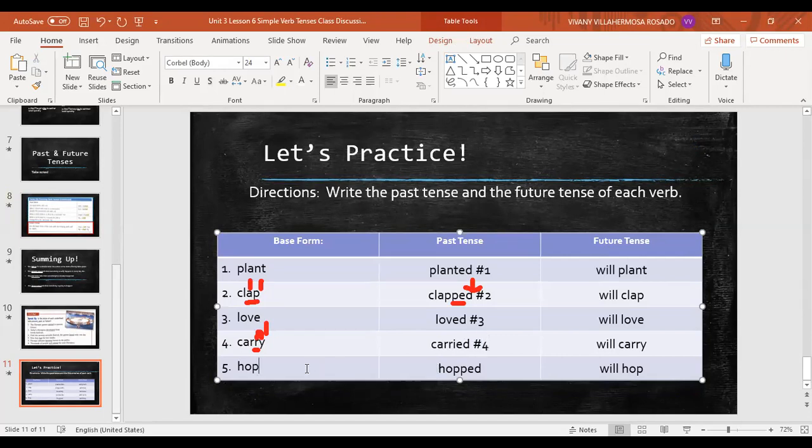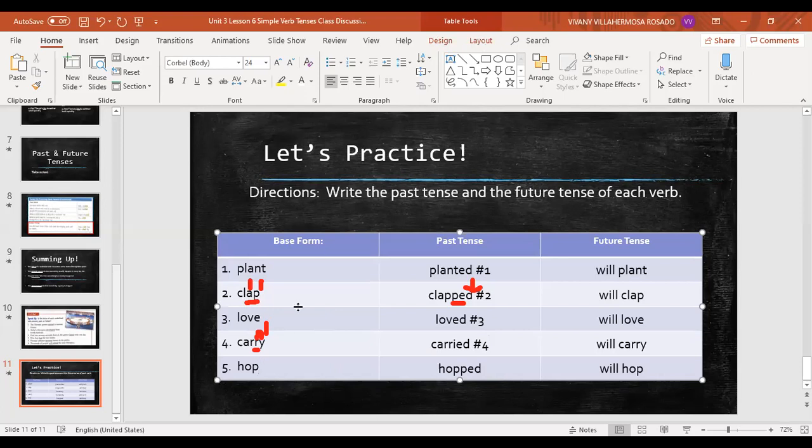Okay? Now let's go to number 5, hop. Hop. Oh, I know that I have to be careful with those short verbs, right? It's a one syllable word. So let's see, I know that there's something else that I have to look for. Let's look at the word hop. How many vowels in the word hop? Oh, there's only one.